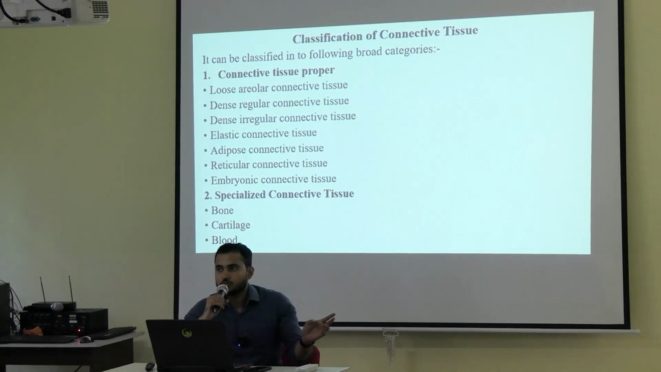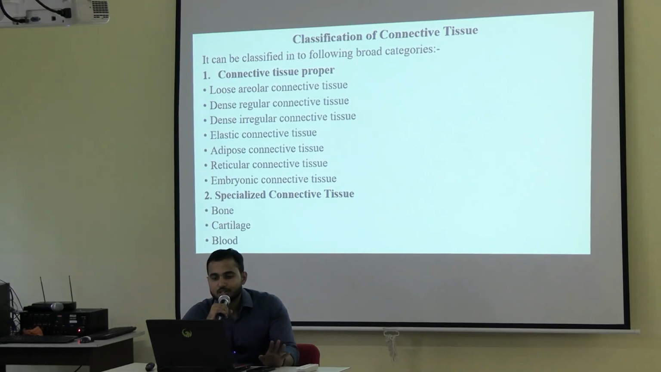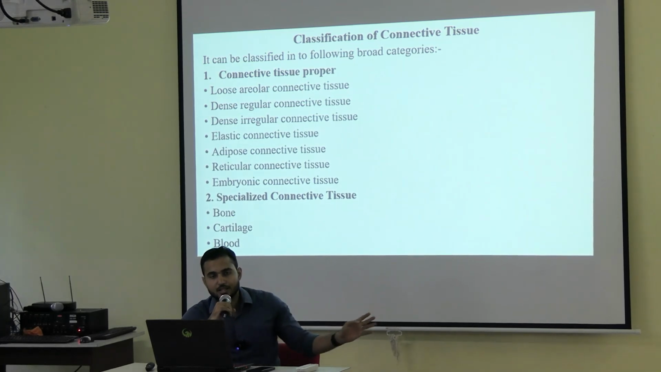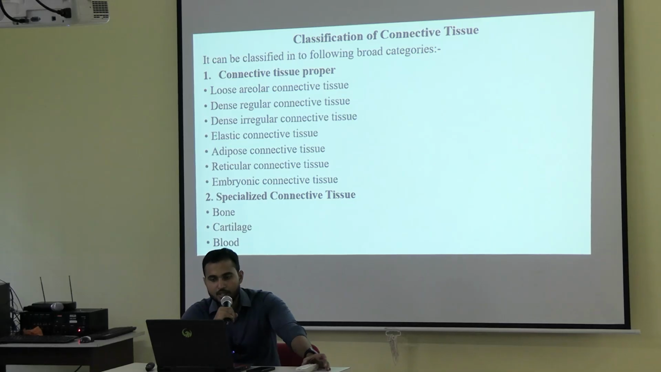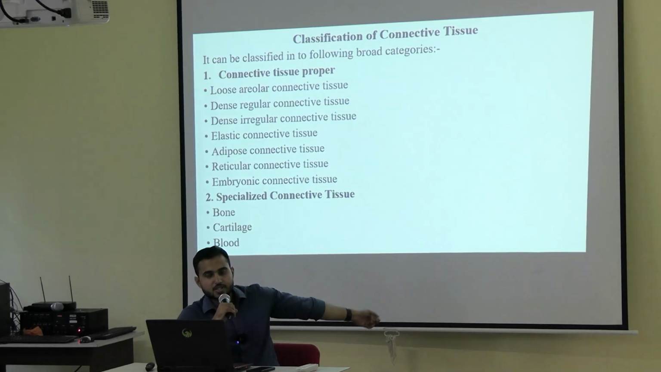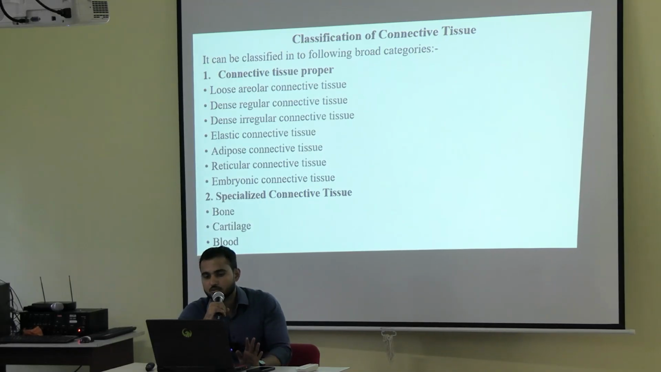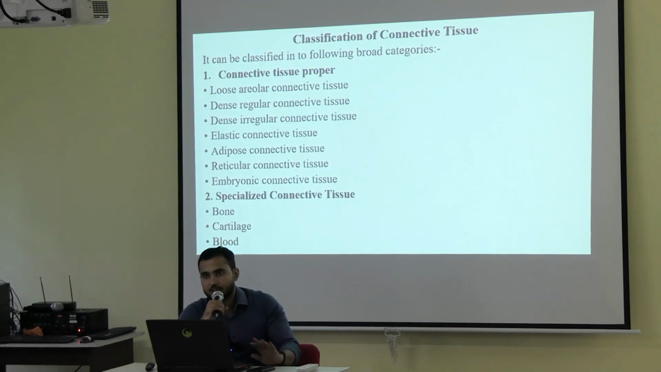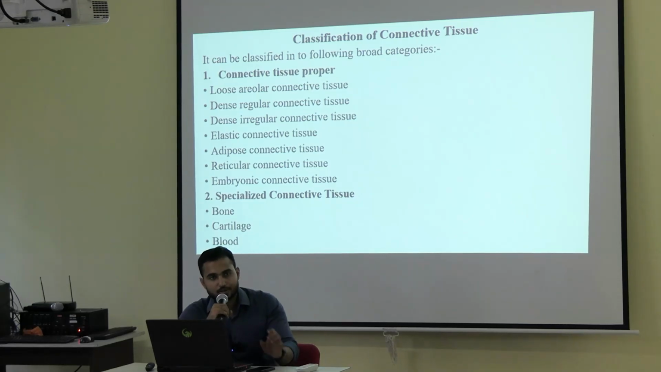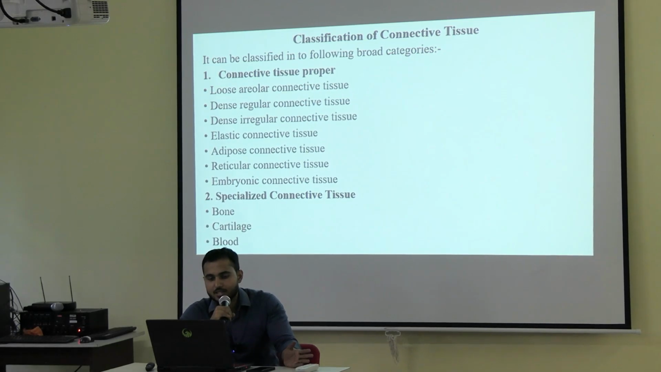So mostly we will be discussing the generalized connective tissue. Now in generalized connective tissue, as you can see in the list: loose connective tissue, dense regular, dense irregular. Please keep it in mind: in most books it is written as regular connective tissue, and then the classification is done into dense regular and dense irregular. So you can write both together, or you can segregate them. Next, elastic, adipose, reticular, and embryonic connective tissue.